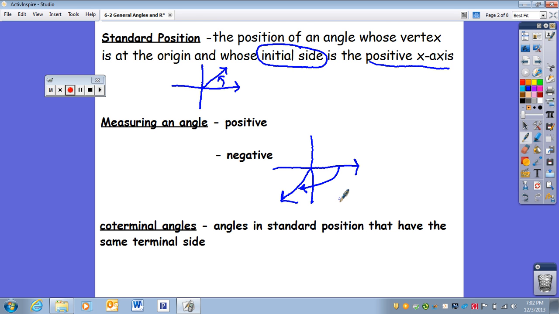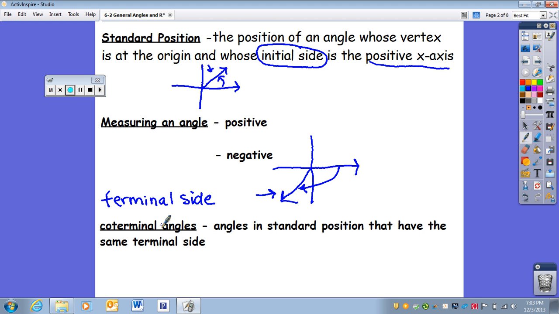Now, the ending side of our angle, which would be this ray right here or this ray right here, is called the terminal side of the angle. So again, the initial side is the positive x-axis, and that is the first ray that forms our angle, and then the second ray forming our angle is called the terminal side of the angle.